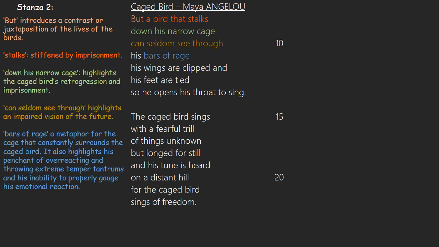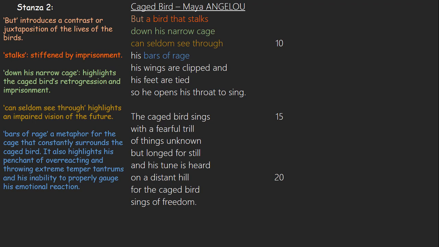In the third line, "can seldom see through" highlights that he has an impaired vision of the future, especially his future. So he can seldom see through. And she continues that his bars of rage. "Bars of rage" is a metaphor for the cage that constantly surrounds the caged bird.